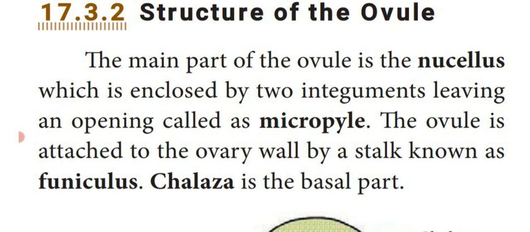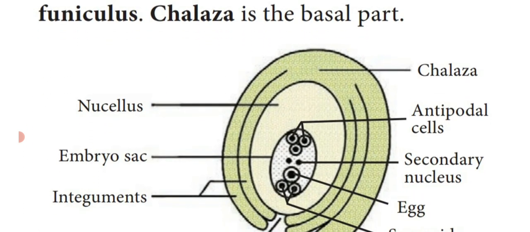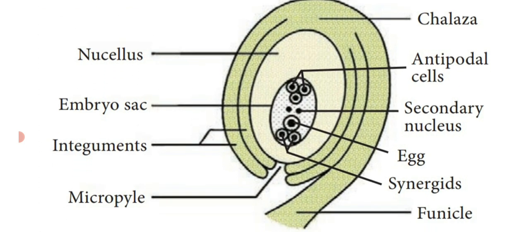Protective covering means, like we wear clothes to cover our body, likewise the nucellus is surrounded by a two-layered integument. This integument is not continuous. In some region it leaves a minute opening, and that region is known as the micropyle.